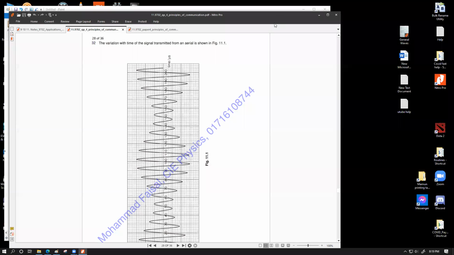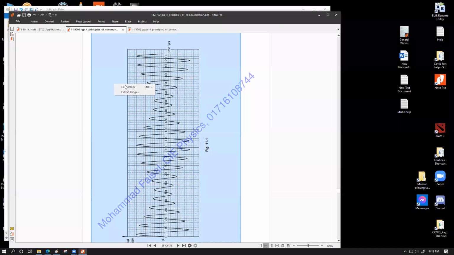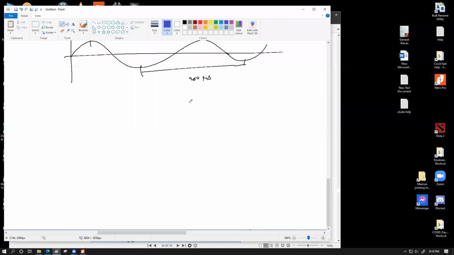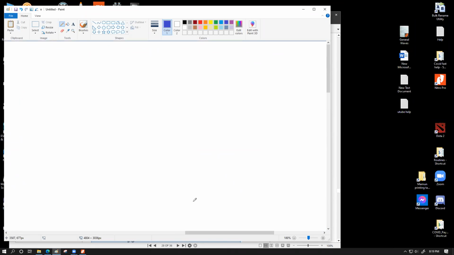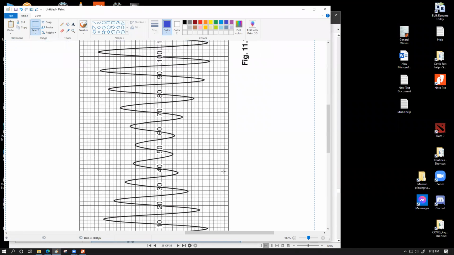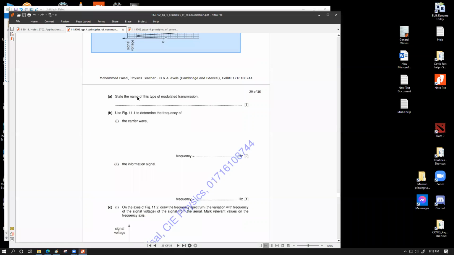So we're resuming the recording. We'll now start solving question number 32. The variation with time of signal transmitted from an aerial is shown in figure 11.1. So we have this signal. Let's pick up this signal and place it onto the next column space right up here. That's the graph that we have, and then the question comes in right here.